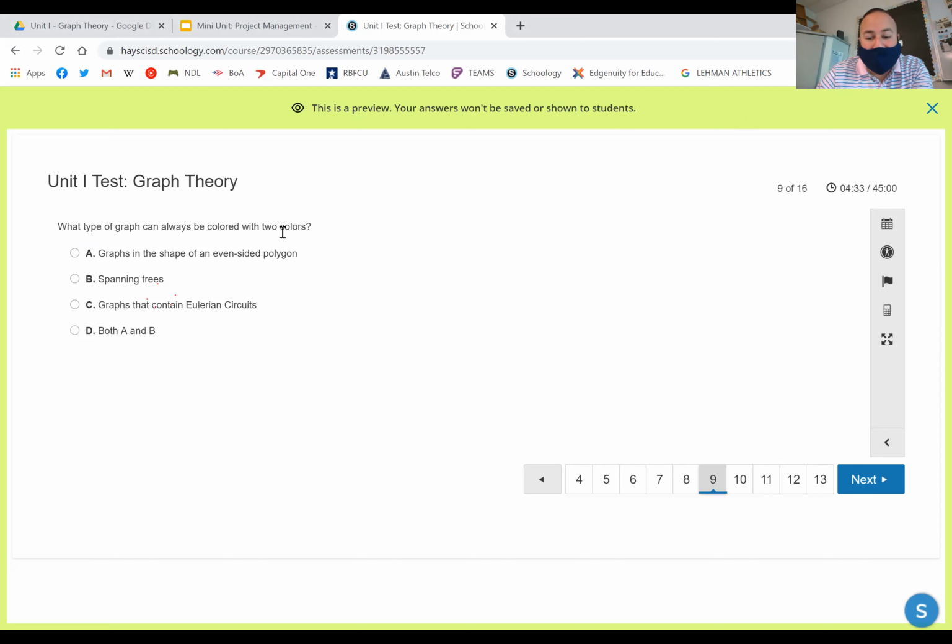Which type of graph can always be colored with two colors? This is directly from the notes. It is both A and B. Graphs in the shape of an even-sided polygon and spanning trees can always be colored in two colors.